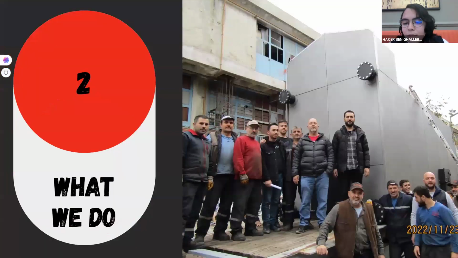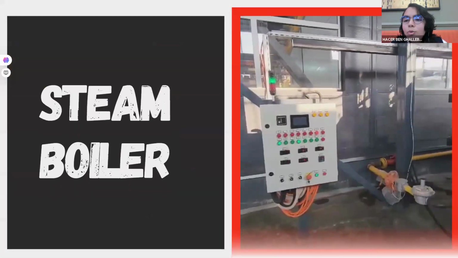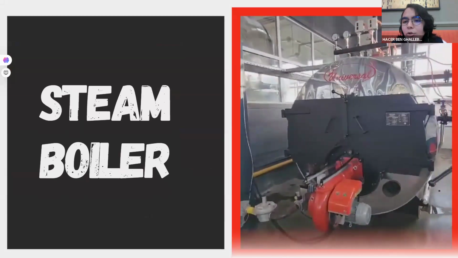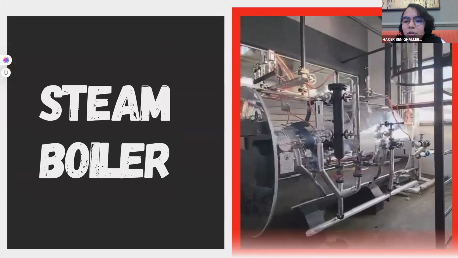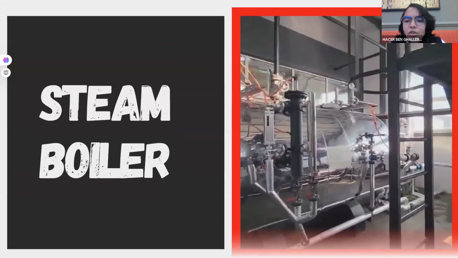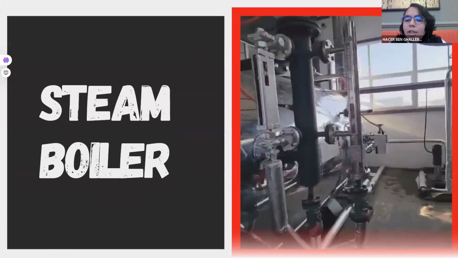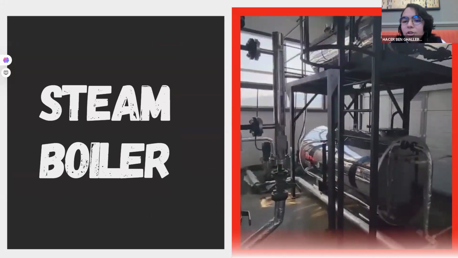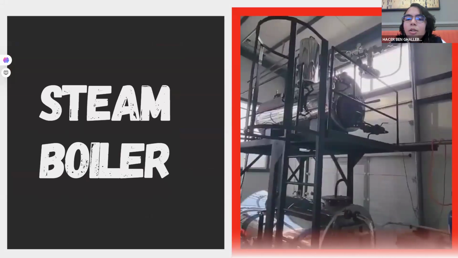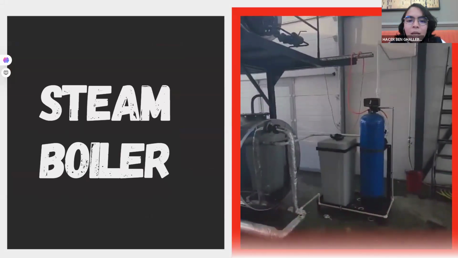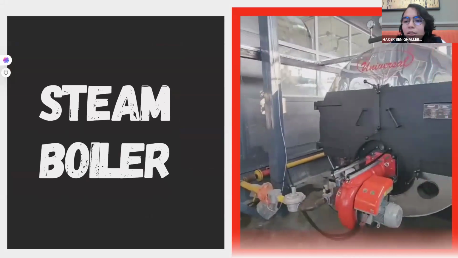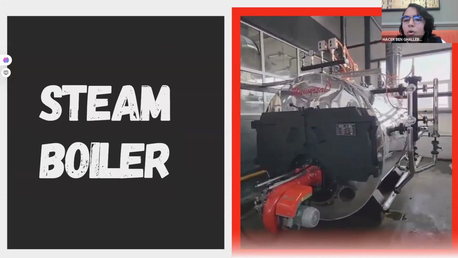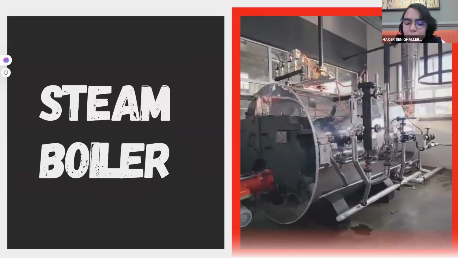What do we do? Let's start with our most famous type of industrial boiler, which is the steam boiler. This device, as its name indicates, generates steam by transferring the heat from combustion to the water surrounding a combustion chamber. This kind of device can be used in a process line where you need either moisture or heat or both of them at the same time.